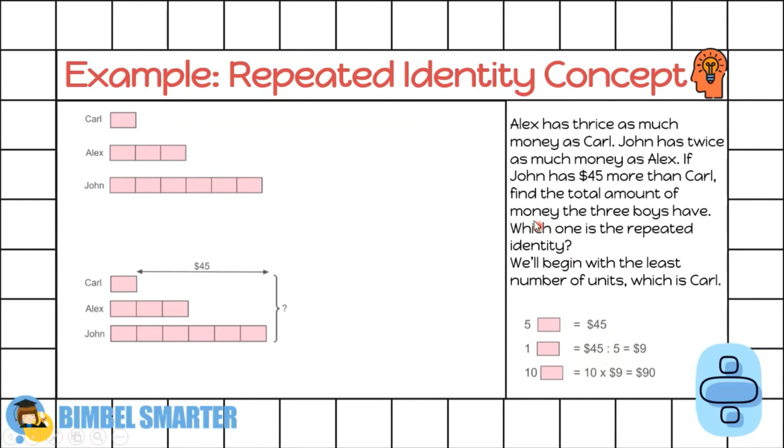And then the question is, find the total amount of money the 3 boys have. We have Carl 1 box, Alex 3 boxes, and John 6 boxes. In total, we have 10 boxes. So 10 times $9 equals $90. Okay, let's see the next question so you can understand this kind of concept even more.